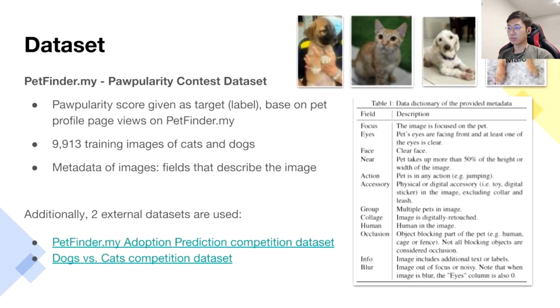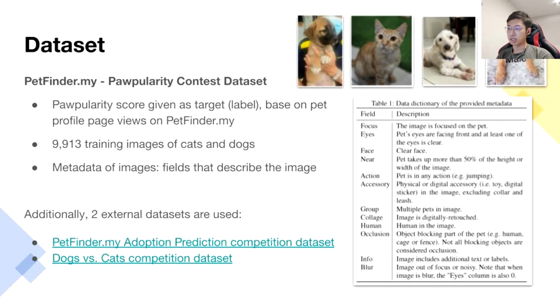So moving on to the dataset, we are given the popularity score as the target. And the popularity score, according to the competition host, is based on the pet profile page views on their website. In total, there are 9,913 training images of cats and dogs. We are also given the metadata of images, and those metadata are fields that describe the images. If you're interested, you can look at the table on the right side, but we are not going to go through them because there are too many.